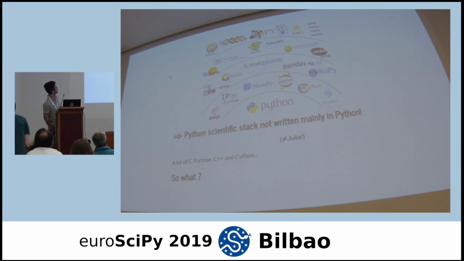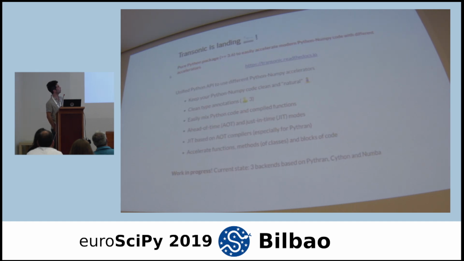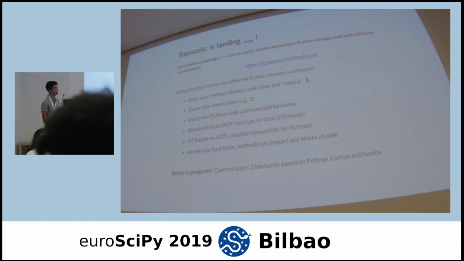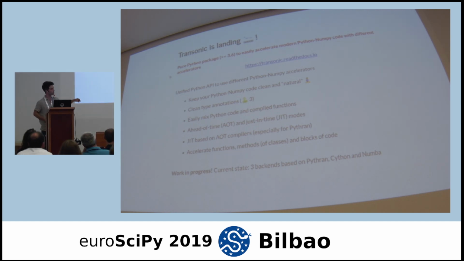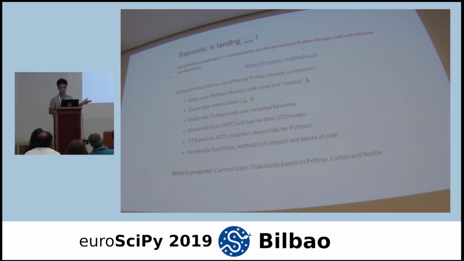So this is the new package, Transonic, which is a pure Python package to use Python accelerators. So the principle would be to keep the code as simple, as clean, as just Python-NumPy code. We just add type annotations sometimes, to say how you can compile the code, and to be able to do ahead-of-time compiling and just-in-time compilation. So it means that we can do just-in-time compilation based on ahead-of-time compilers, and to be able to accelerate pure functions, methods, blocks of code, and that's it. And so it's a work in progress. We currently have three backends: Python, Cython, and Numba.